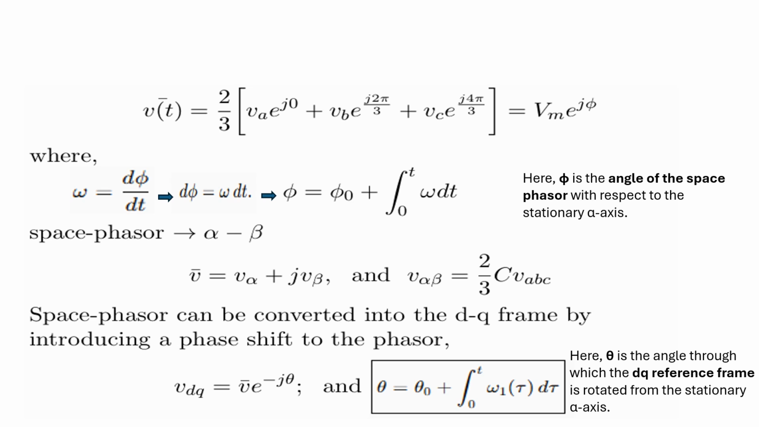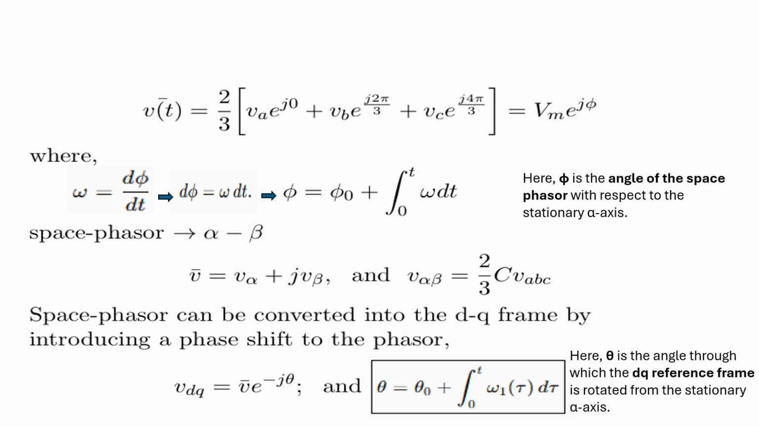Space phasor can be converted into dq frame by introducing a phase shift to the phasor, called e power minus j theta. So V dq equals V bar times e power minus j theta, where V bar is V alpha plus j V beta, the stationary frame of reference, and we are converting this to rotating frame of reference by multiplying it with a phasor quantity e power minus j theta.